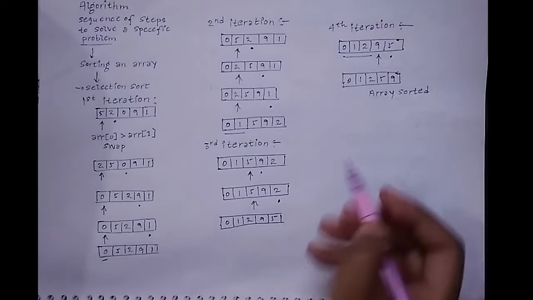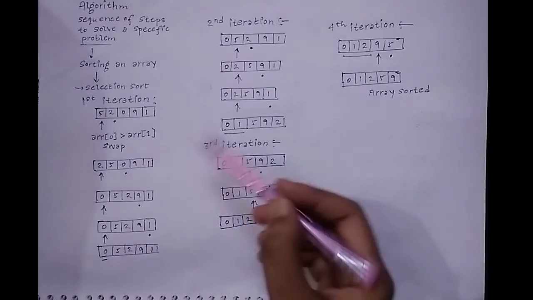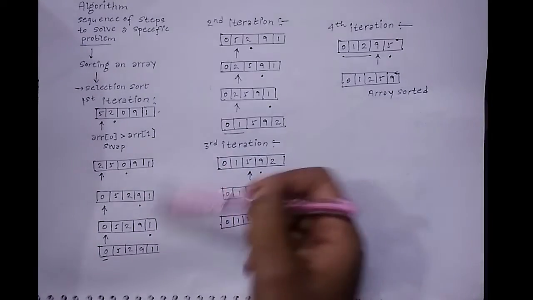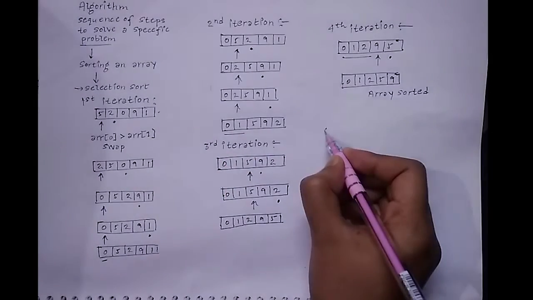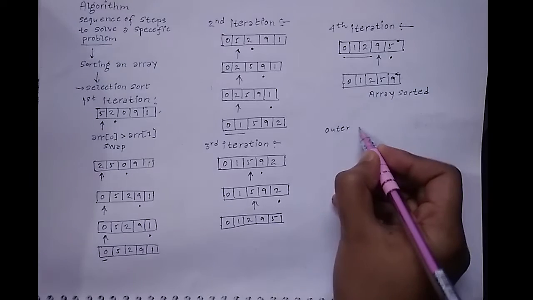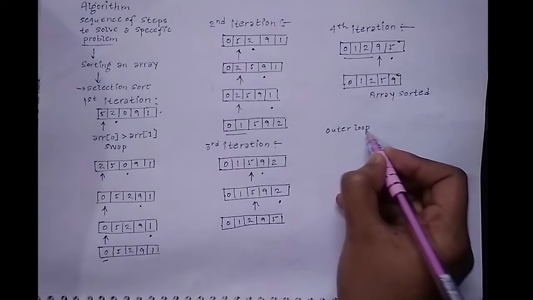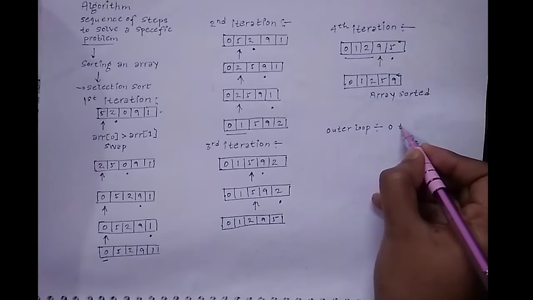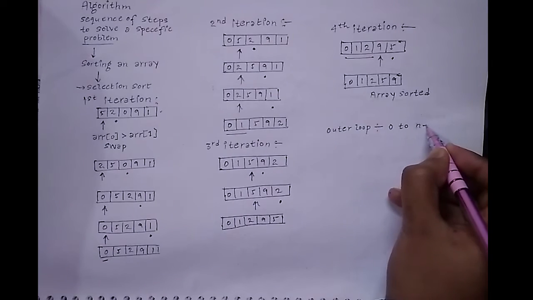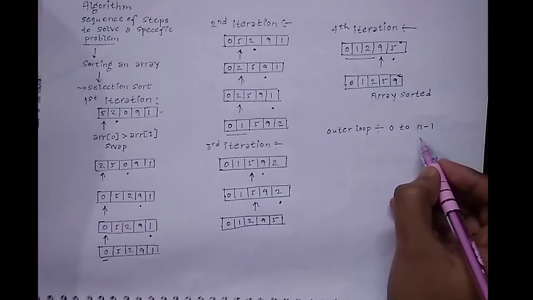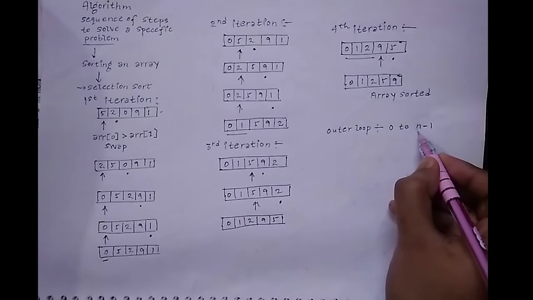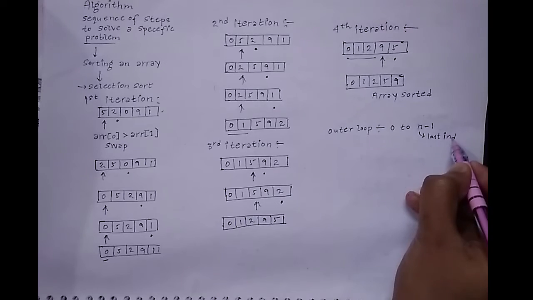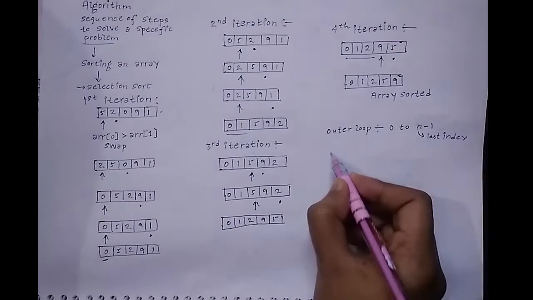If you observe, it took us 4 iterations to sort this array, and inside each iteration there are inner iterations going on. If you observe closely, you'll see the outer iteration, that is the outer loop, starts from the 0th index and goes till the third index, that is, the last index minus 1. So we could say the outer loop will start from 0 and go till the n minus 1 index, where n is the last index.